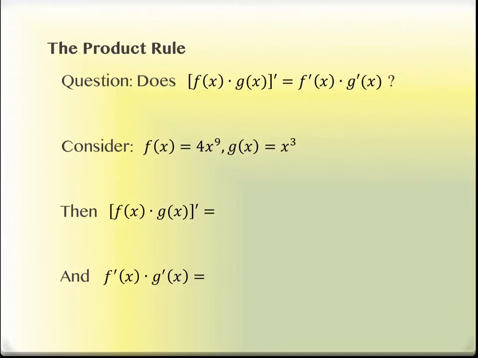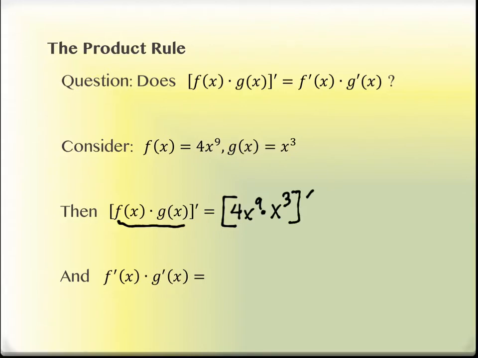So we're going to explore that possibility using a specific example. There's nothing special about this example except that it's easy to work with. We have f of x equal to 4x to the 9th and g of x equal to x cubed. We're going to multiply the two functions together and then take their derivative. So my two functions are 4x to the 9th times x cubed, and I'm going to take a derivative after I multiply them. So first we're going to multiply.